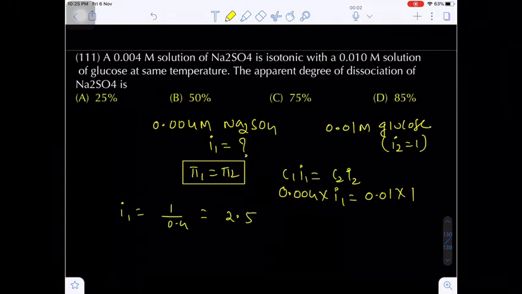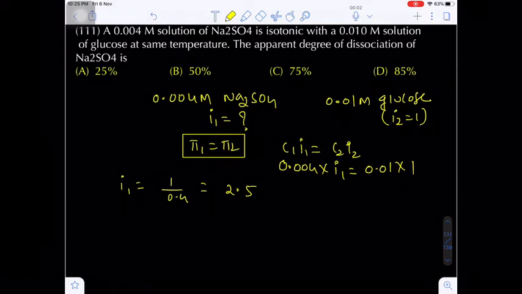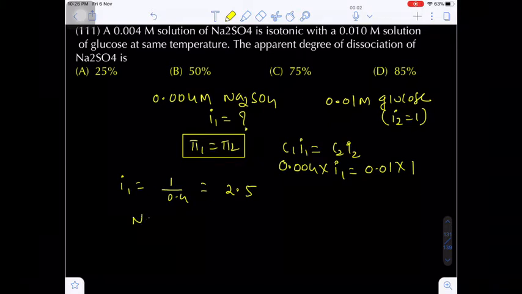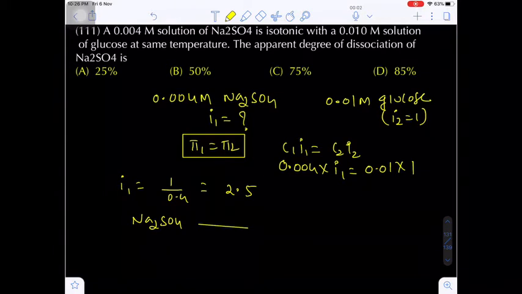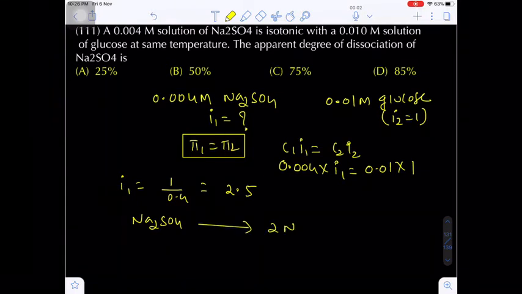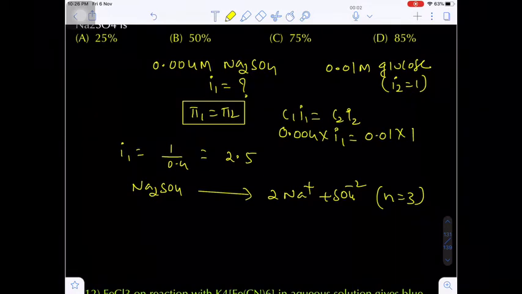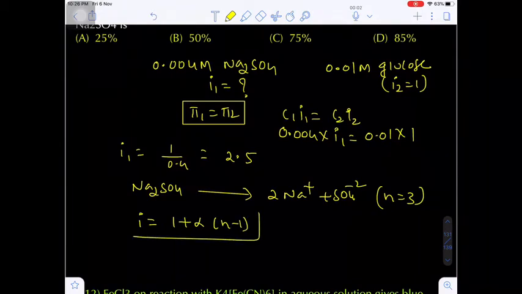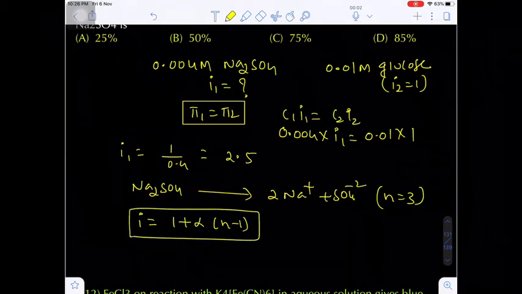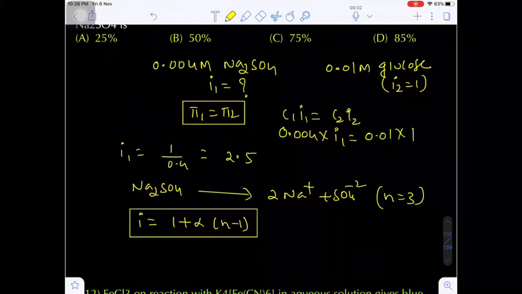2.5. After getting the iota value for Na2SO4, how does Na2SO4 dissociate in aqueous medium? As 2 sodium ions and 1 sulfate ion. So how many ions in total are produced? 2 cations and 1 anion. So what is the iota formula? Iota is equal to 1 plus alpha into n minus 1. Now what is the iota value we got? That is 2.5.